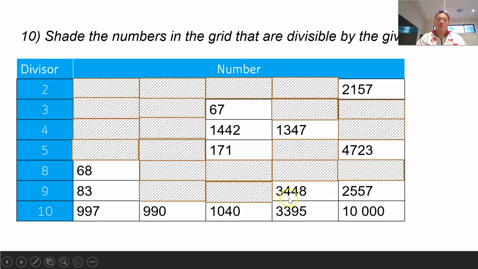What about this? 3 plus 4 is 7. 7 plus 4 is 11. 11 plus 8 is 19, so it's not. This one is 7 plus 5, 12. 12 plus 7 is 19, so it's not divisible.